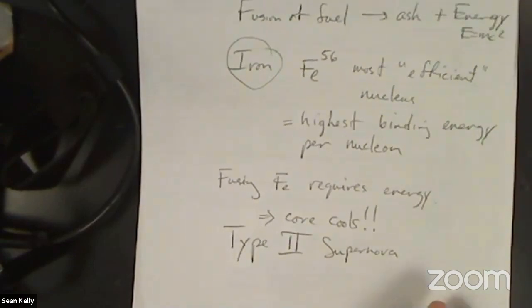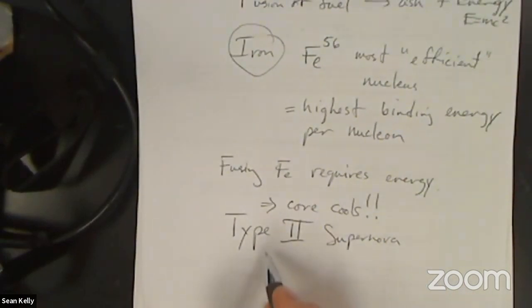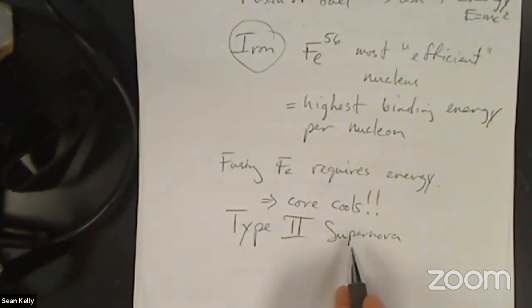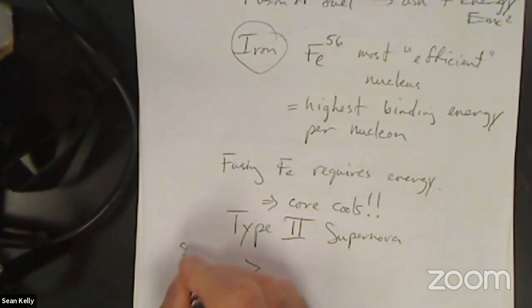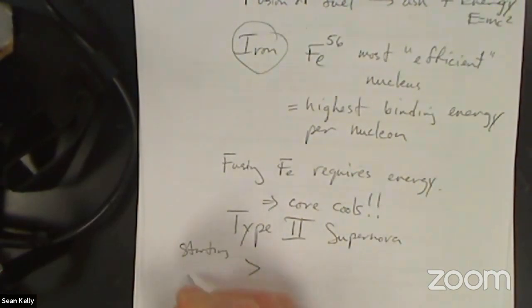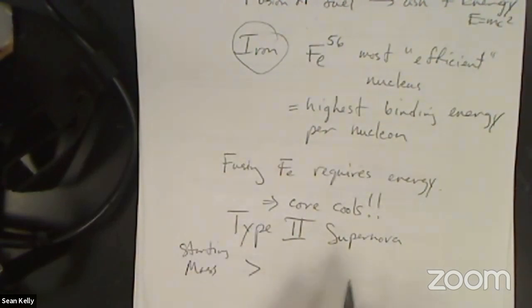And it's a very exciting event. So it is a more massive star. What is the mass of a type 2 supernova? And it turns out it's greater. It's the starting mass, right? The starting mass at the very beginning was greater than 8 solar masses.